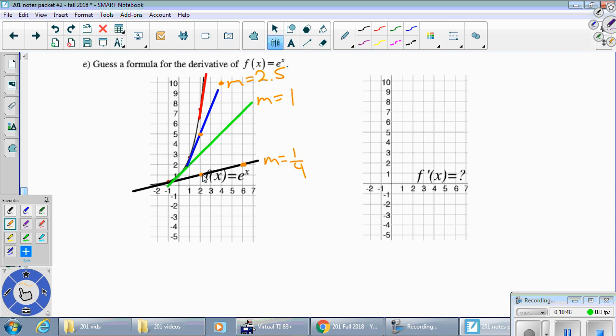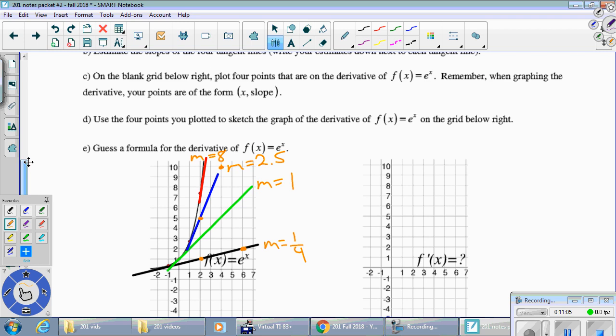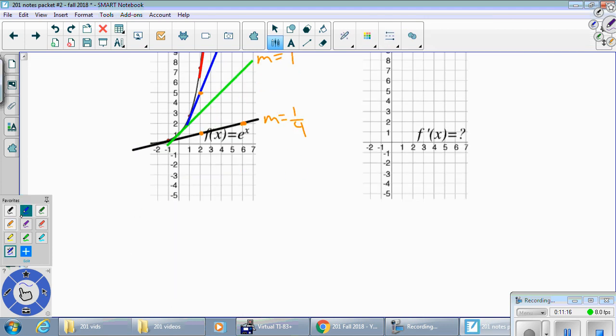Okay, and then finally the red one is quite steep. I'm going to have a hard time estimating the slope of the red one. You might too. And maybe if I extended it all the way through the grid, but I'm just going to make something up. 8. That one's a steep one. Okay, and then we're supposed to plot these 4 points of the derivative on the right-hand graph. And remember, points on the derivative are of the form x comma slope. So I'm just going to write down some derivative points here.